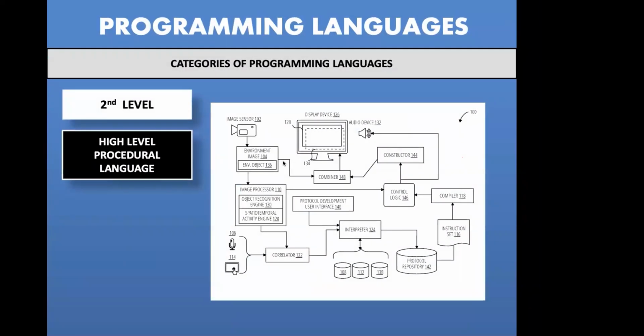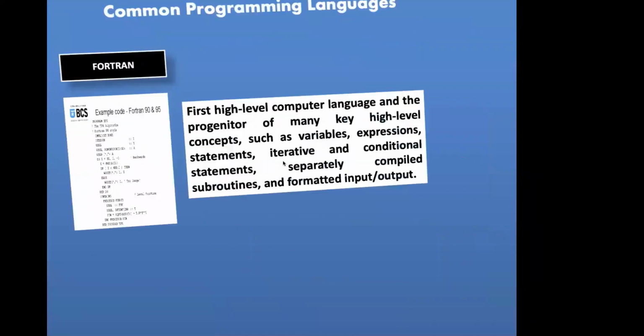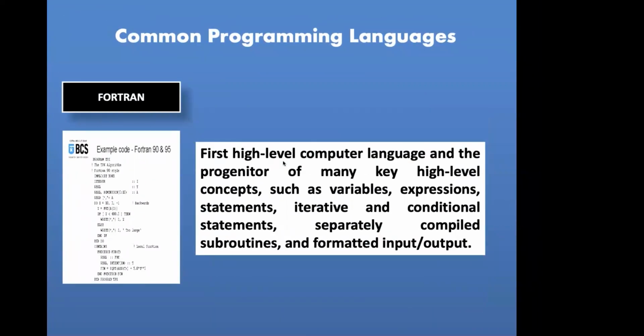The second level or the high-level procedural languages are programming languages that must first be translated into a machine language before they can be understood and processed by a computer. Some of the common programming languages is Fortran or formula translation. It is the first high-level computer language and the progenitor of many key high-level concepts such as variables, expression, statements, iterative and conditional statements, separately compiled subroutines, and formatted input, output.